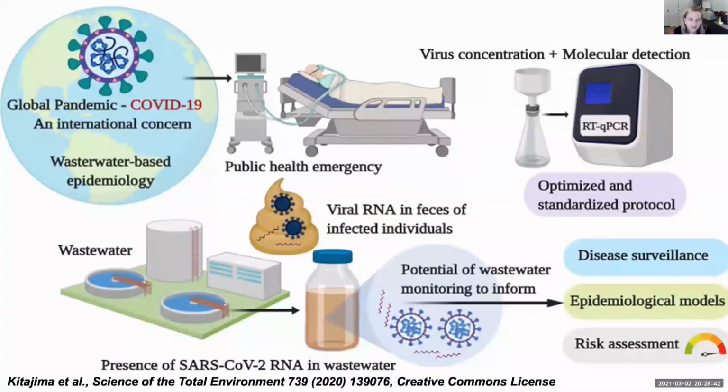And again, thinking about the methods that are involved in this, we have to think about what communities we're sampling and what's the size of these communities. In most cases, people are looking at larger municipalities, but now we're even looking at smaller catchments, thinking about hospitals and schools with the drive to reopen schools in many places around the world. How can we use this to help inform those decisions? And here you can see that there's this potential for wastewater monitoring to inform the surveillance, the epidemiological models, as well as risk assessment.